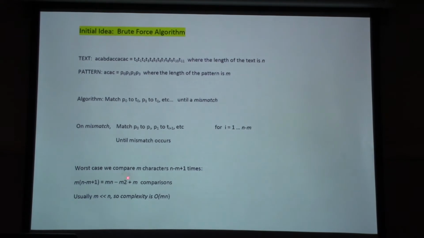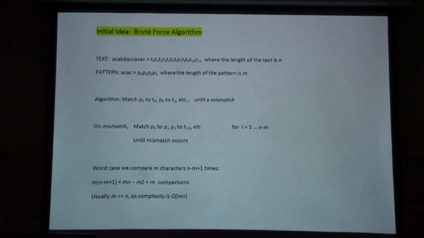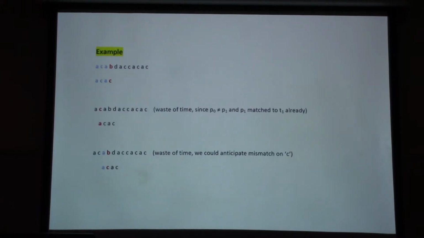I guess this should be m squared. Usually m is much smaller than n, because we're searching for something small in a large text typically. So we say the complexity would be on the order of mn. This is a small value squared, this would be m squared, and this is mn, which would be our biggest value. We typically think that n is much bigger than m, so that will be the complexity.